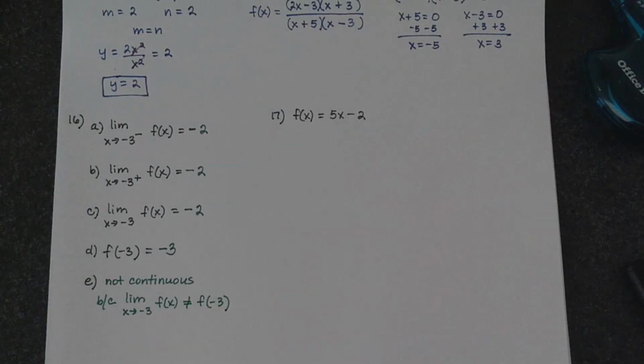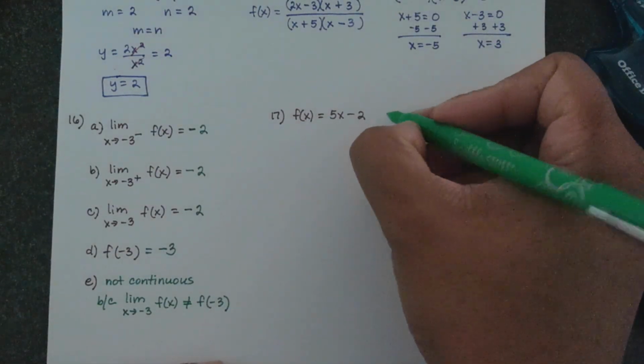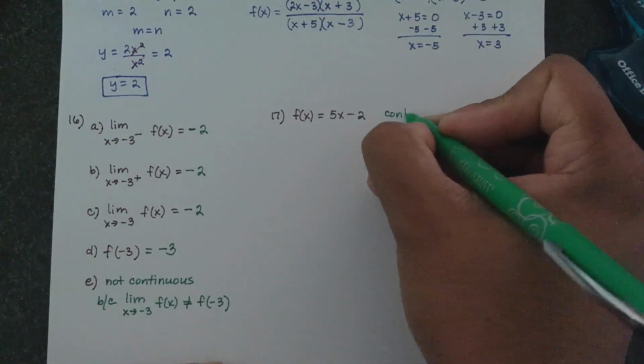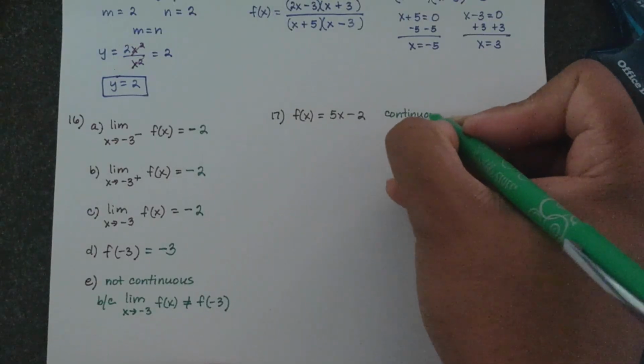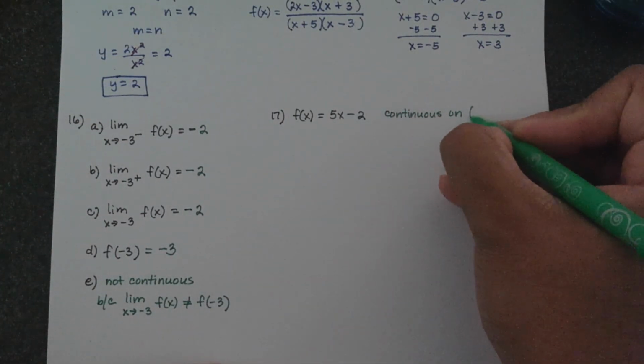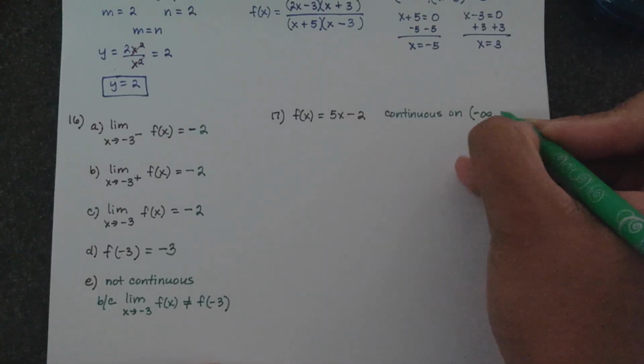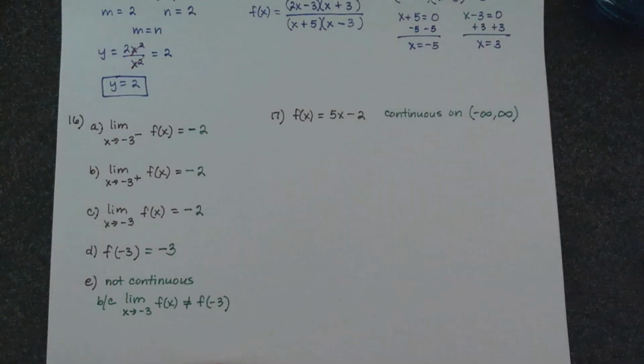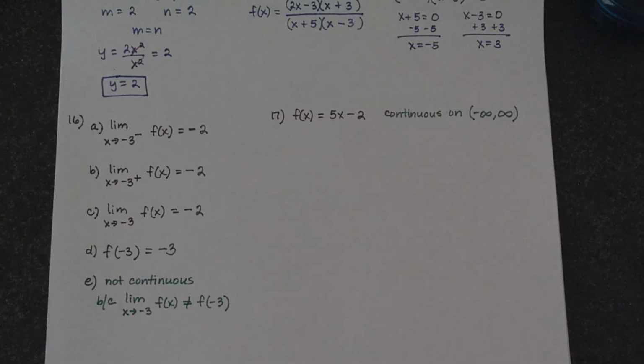Well, that function right there is a polynomial function, or more specific, a linear function, meaning any x value that you assign to it, you will always get a value for f of x. So that function will be continuous on this interval, -infinity to infinity. It's continuous everywhere. Okay. Questions about part A?